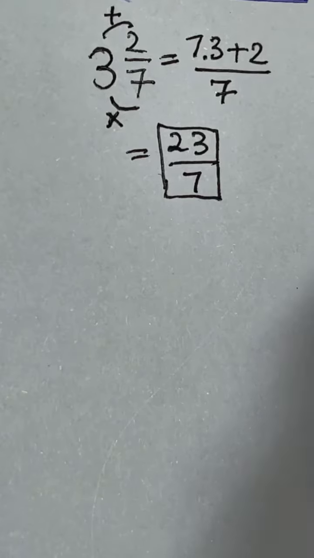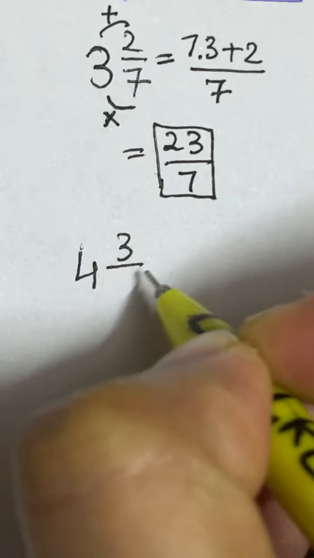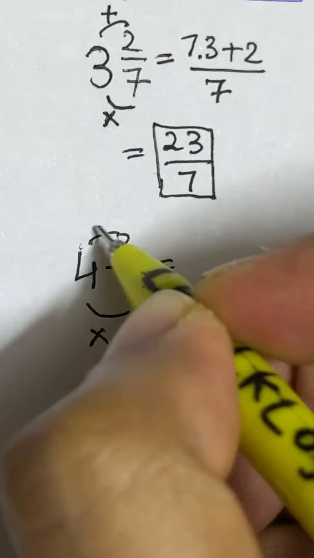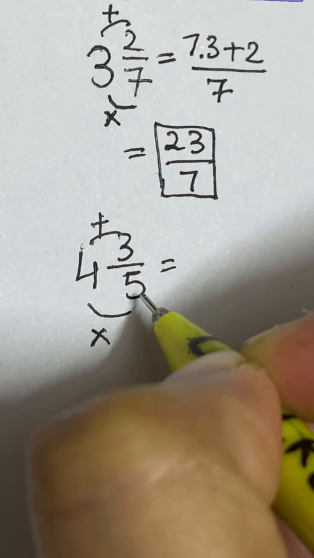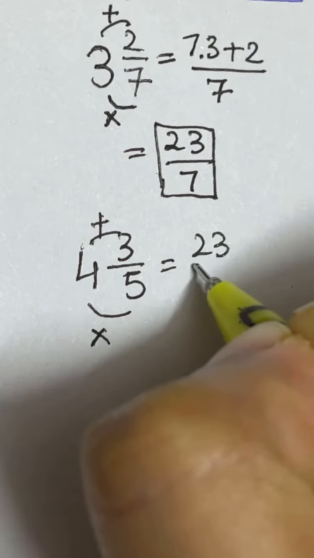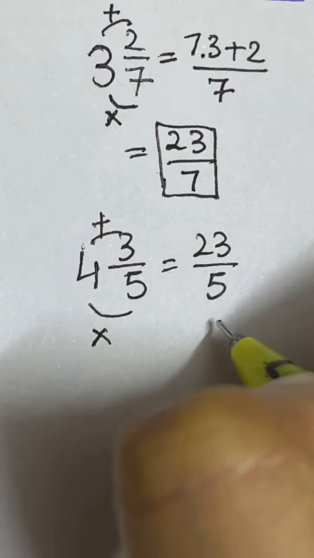For example, let's see if you have 4 3/5. We multiply this and we add this. So 4 times 5 gives us 20. 20 plus 3 gives us 23. So the improper fraction is 23, and the denominator remains the same. That's 23 over 5. Done.